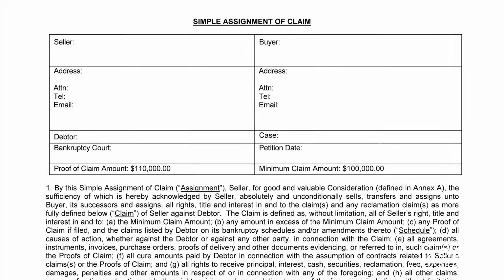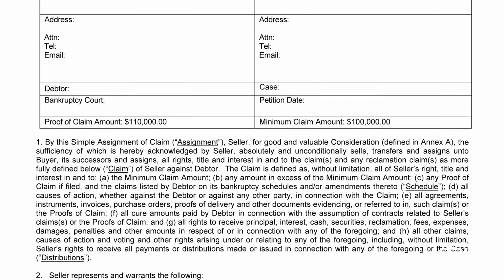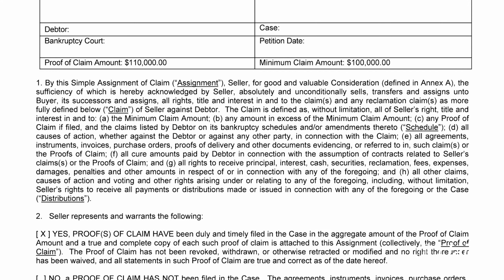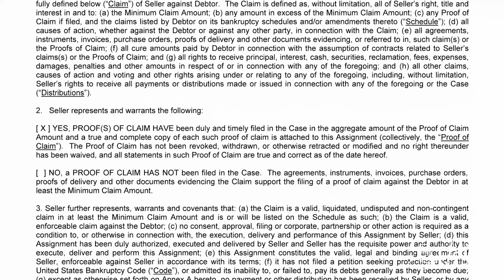We applied our experience in over 5,000 transactions to create a middle-of-the-road simple assignment that fairly balances the interests of sellers and buyers. In paragraph 1, we define consideration as the cash you will receive and claim as the minimum claim amount, which is the face amount of the claim you are selling. The definition of claim also includes all distributions the debtor will pay out in the bankruptcy case and any voting or litigation rights you may have.